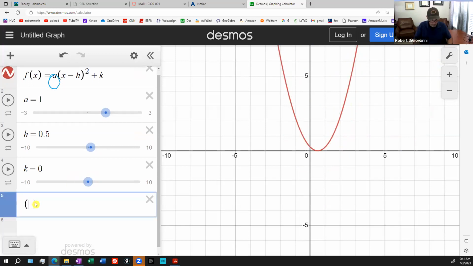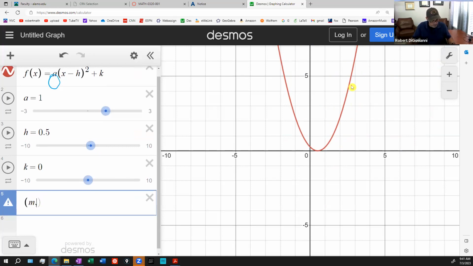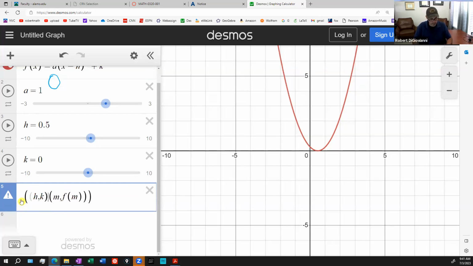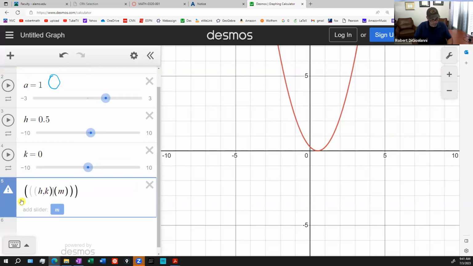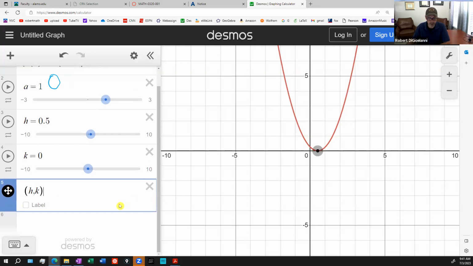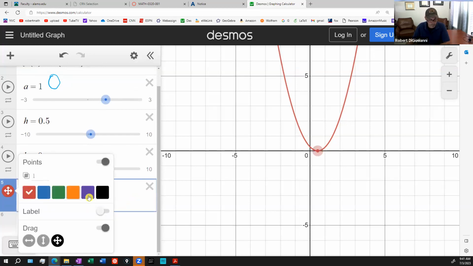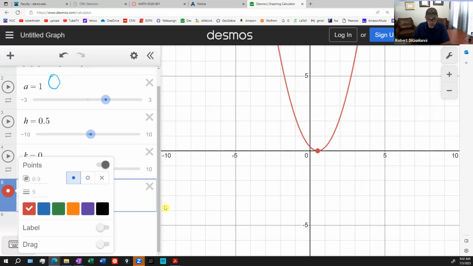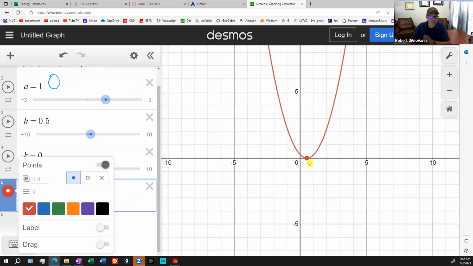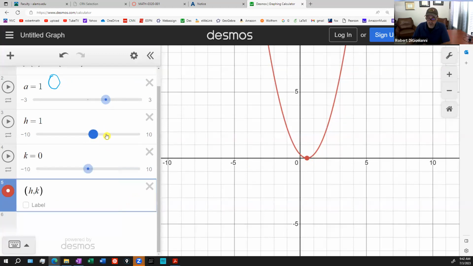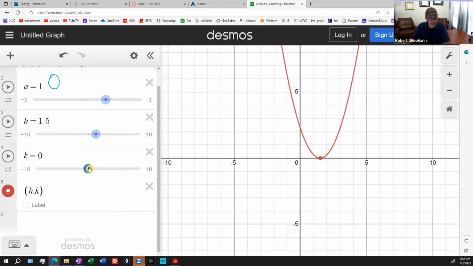So I'm going to plot a point here. There we go. That point right there is the point that we call the vertex. And h controls the left and right of that point, and k controls the up and down.